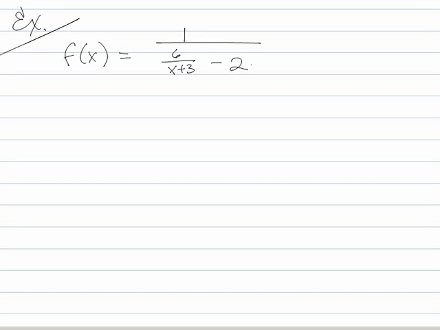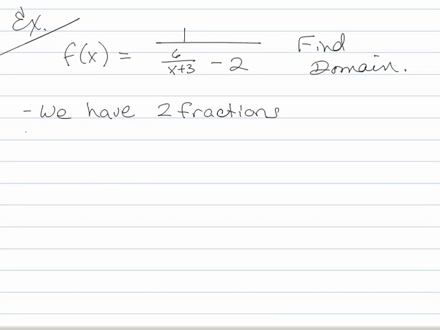We'll try one more before we go on to the next topic. So say we've got f of x is equal to 1 over 6 over x plus 3 minus 2. We want to find the domain. So this is another example where we have two fractions, so we have two places where we want to avoid dividing by 0.